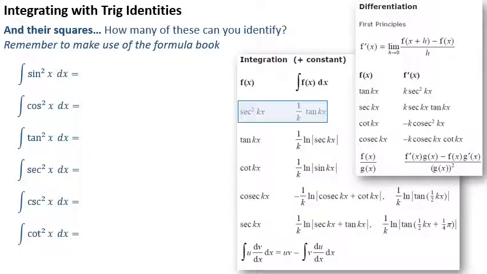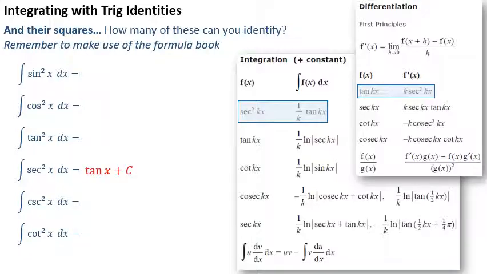Right, I'm going to dive in with sec squared. That's the first one I notice in the formula book that I have in my list that I need. So we can get the integral of sec squared, and in fact it also appears in the differentiation table. So just in case you're looking at one and then the other, this one's going to appear in both, so you're definitely going to spot it.